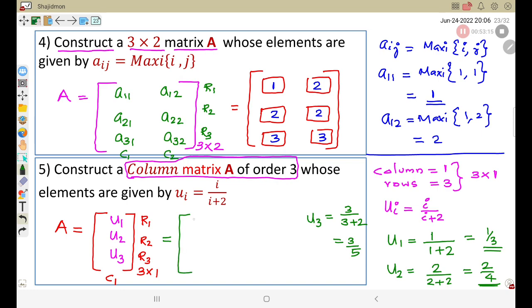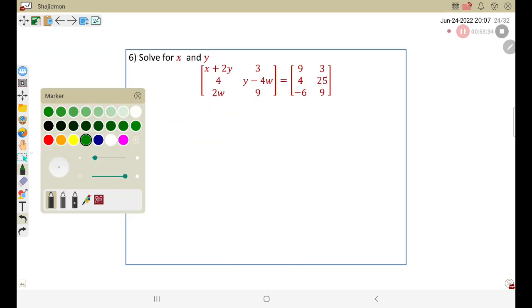So what is the answer we get? The matrix: u1 is 1 over 3, u2 is 2 over 4 or 1 over 2, both are the same. I am writing 2 over 4 for your understanding. The third one is 3 over 5. So, this is the matrix we need to create in that question. I hope you understood. Now, we will go to the next question.